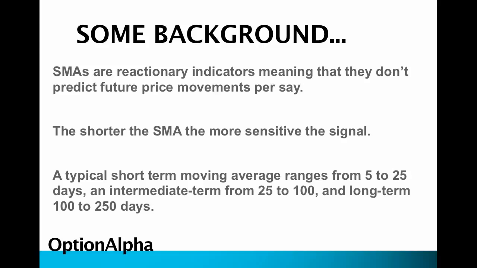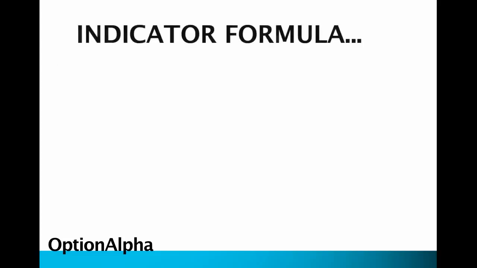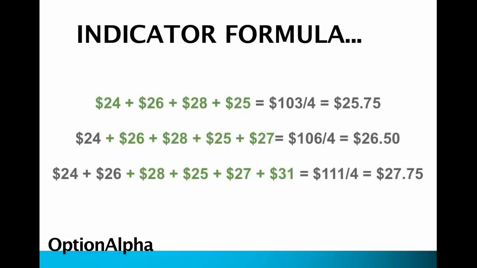And then longer term moving averages like 100 or 200 or 250-day moving averages obviously are going to take a long time to turn and roll over and move because they have so much data to work with. So it's going to take a long time for that 200-day or 100-day period to move closer to the current market. The indicator formula, like I was talking to you guys about, is just taking the previous closes of a given period and then dividing by whatever the number of periods is.